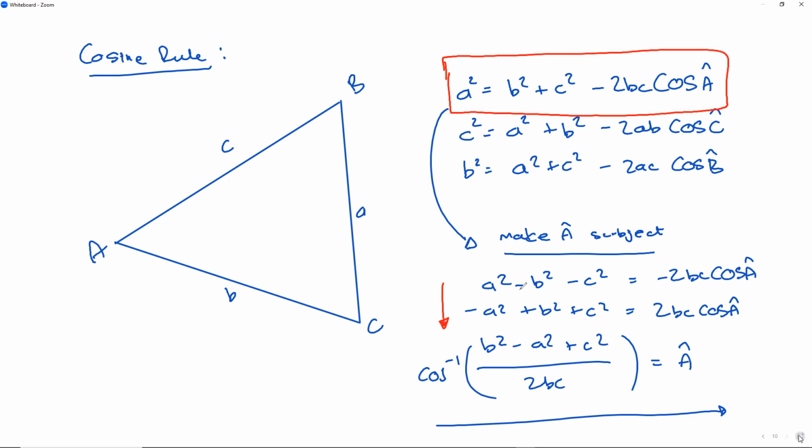Let's have a look at an example now where we're calculating sides using the cosine rule. And then we'll have a look at one where we're calculating angles.